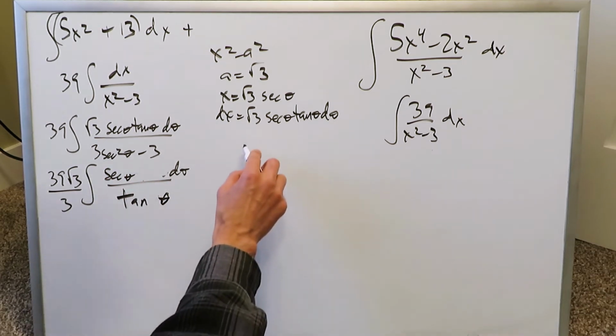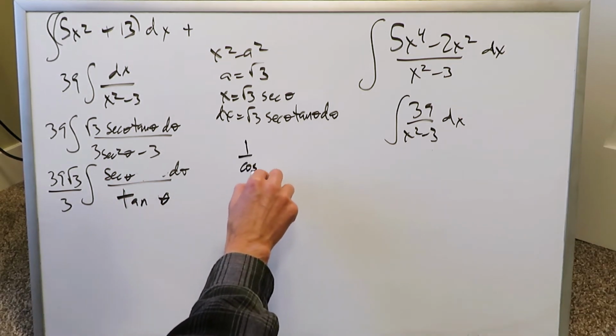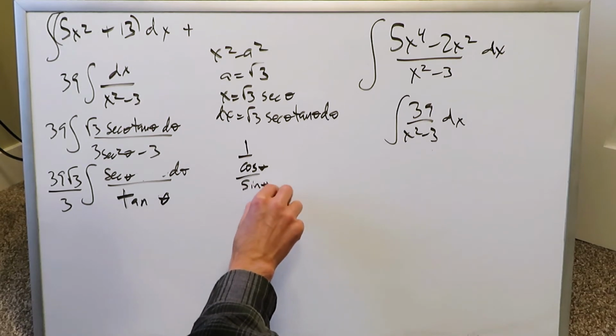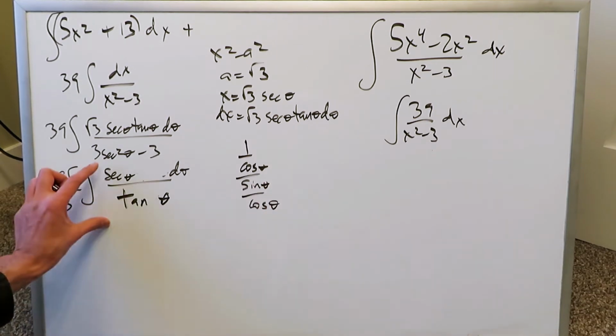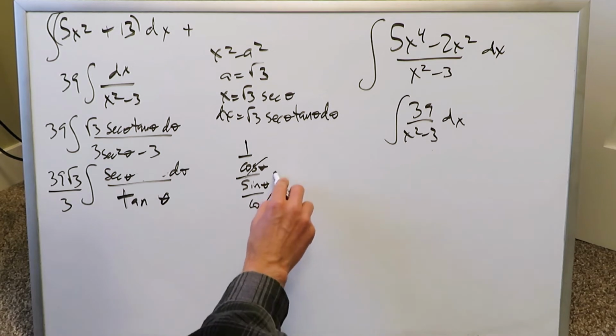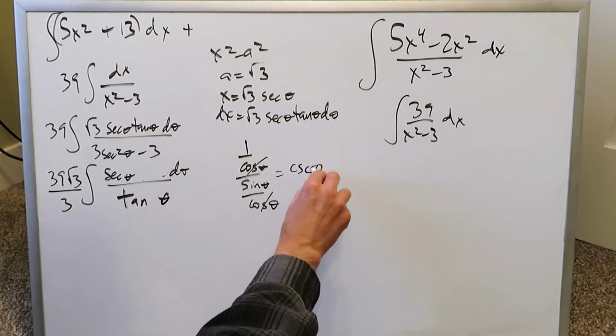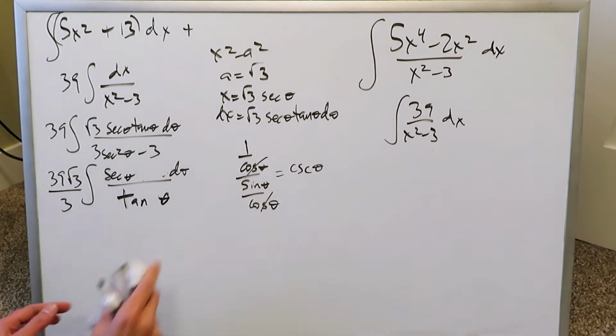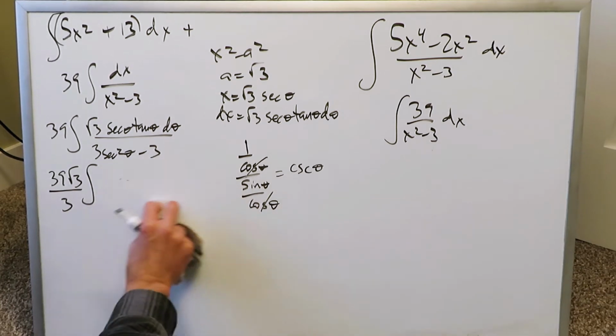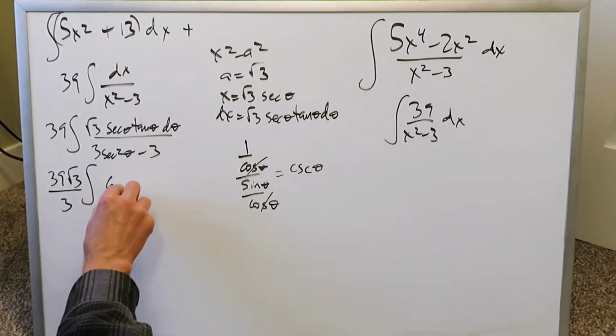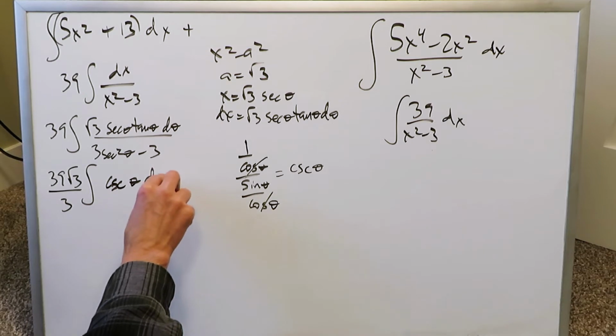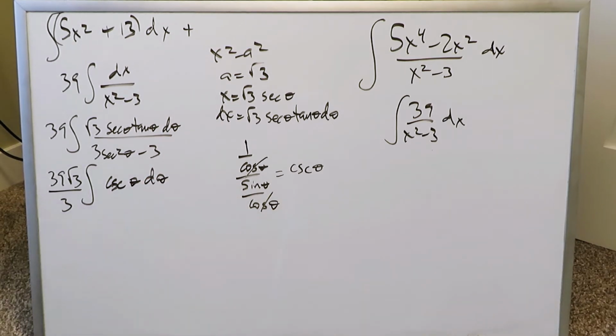But if you're doing that, you might as well do 1 over cosine theta divided by sine theta over cosine theta, which is this broken down. These will cancel out. You'll have 1 over sine theta, which is cosecant theta. All of this will simplify into cosecant theta d theta, and there's an integral of cosecant theta which we learned in trigonometric integrals, and it has a good antiderivative.